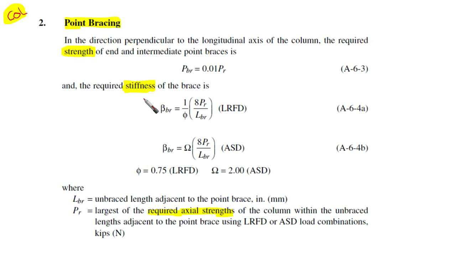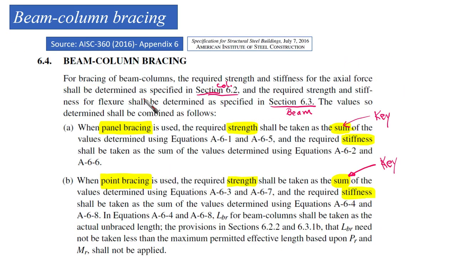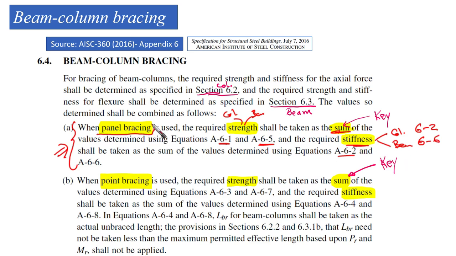Now I'm going back. Let's go back to this controlling paragraph that we were using here. The key is that we're going to make a summation for strength coming from the column and the beam. Column is 6-1, beam is 6-5, and the same for stiffness. We're going to have column and beam: column is going to be 6-2 and beam is going to be 6-6. This is for panel bracing.